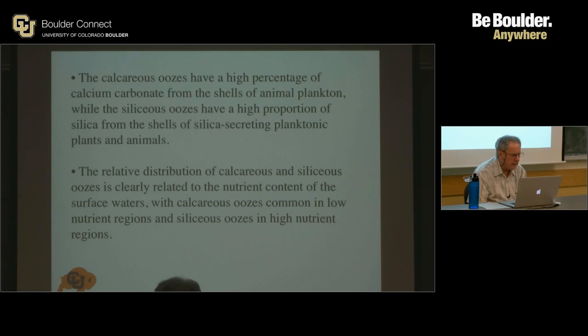There's a thing called a calcareous ooze. So they have a high percentage of calcium carbonate, because a lot of the critters have calcium carbonate bodies. So that's mostly plankton. The siliceous oozes have a lot of silica from plankton, from phytoplankton. So the distribution of these calcareous and siliceous oozes is related to the nutrient content and how much that kind of productivity is.